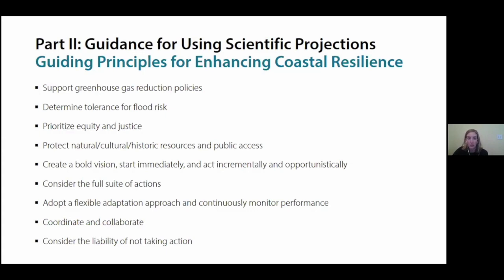Be flexible with the strategies that are adopted and keep track of how they're working over time so that they can be adjusted if conditions change or if they lack the effectiveness you're looking for. Coordinate and collaborate a lot. And finally, keep in mind that there may be some liability of not taking action if you have scientific information in front of you that does suggest that action should in fact be taken.